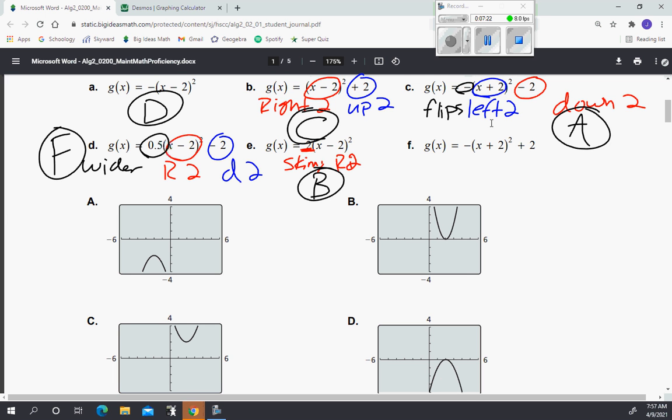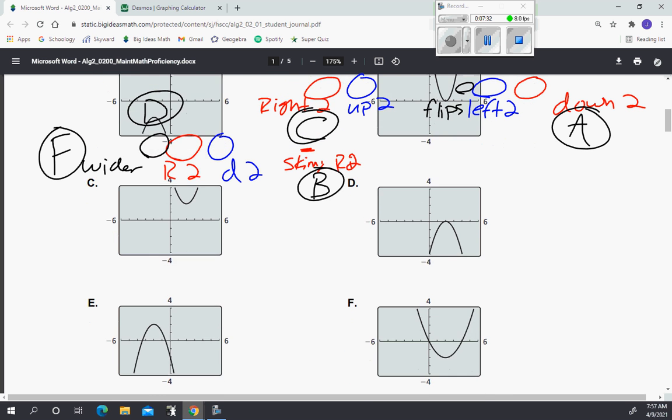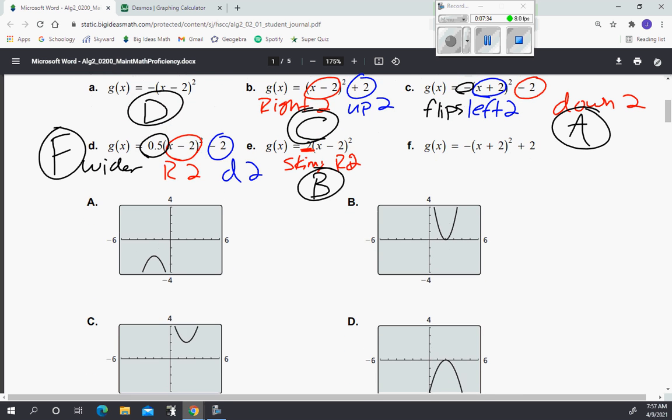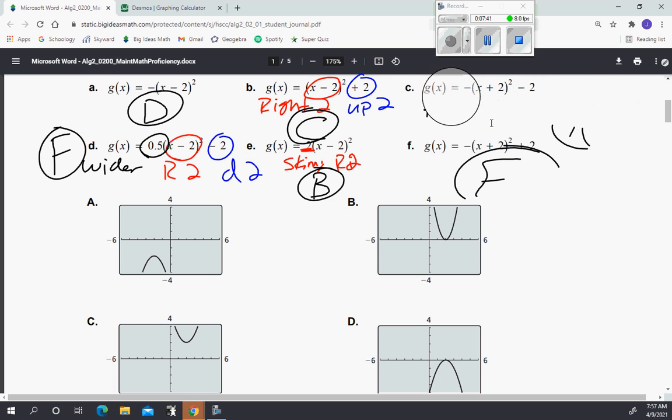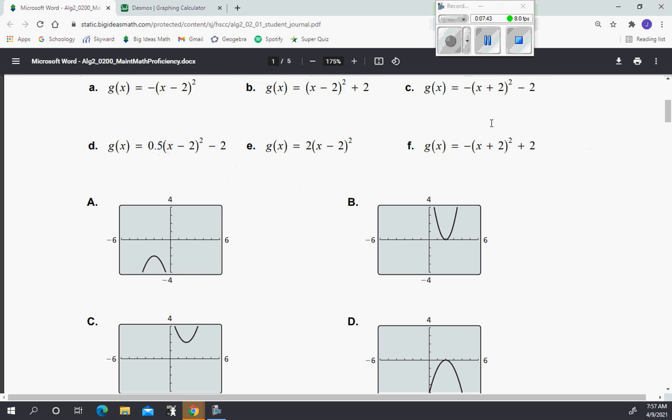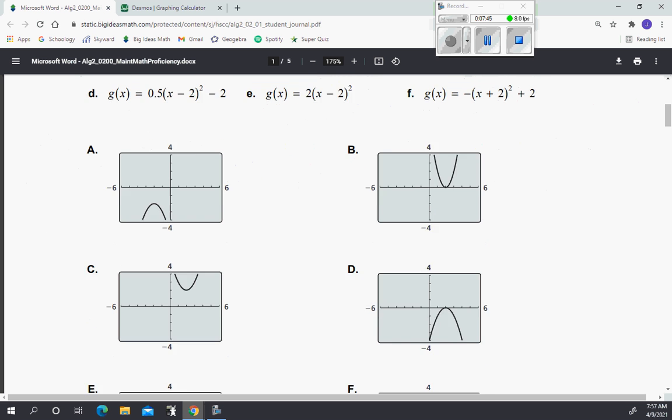And the last one, left 2, up 2, and it flips over. Do you have any other of those? Left 2, up 2. It flips, left 2, up 2. Nope, should be E. The more you do this, the quicker you'll be at all the different types of movement.